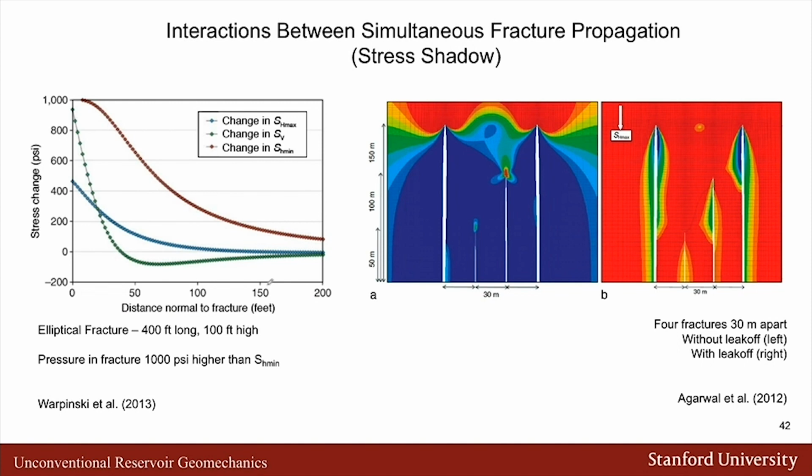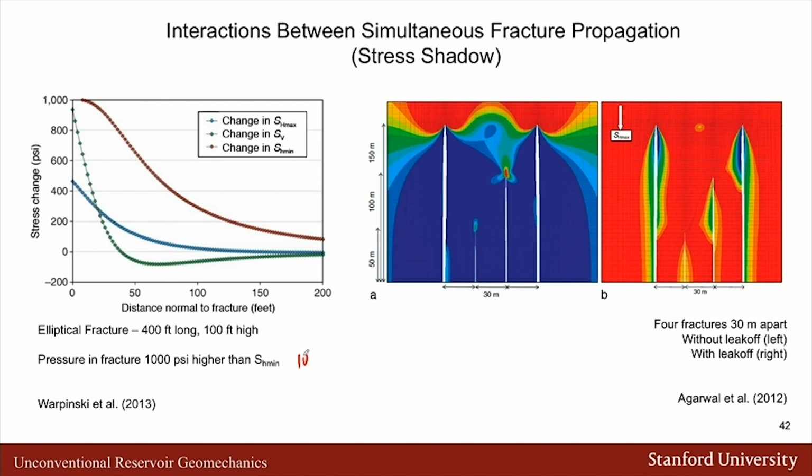This figure is from work that Norm Warpinski and his colleagues did. On the left, you're seeing the stress shadow. This is the change, the red being the important one, in SH min as a function of distance from the hydraulic fracture. What was assumed here is a huge fracture. It's elliptical in shape, 400 feet long, 100 feet high, with a uniform pressure that's 1,000 psi higher than SH min. Well, I've already talked about this.